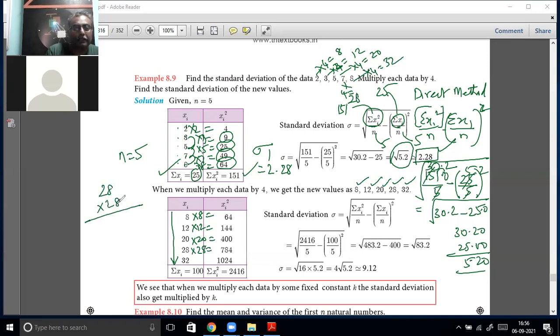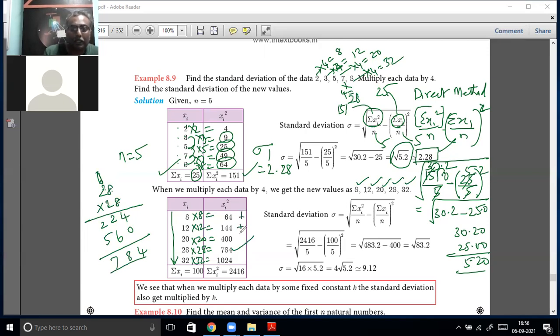28 into 28. 8 8s are 64. 2 8s are 16 plus 6 is 22. And 2 8s are 16, 2 2s are 4, 5, 60. So 784. So you got it correct. 784. Same with 32 into 32 also you can do. You will come to 1024.